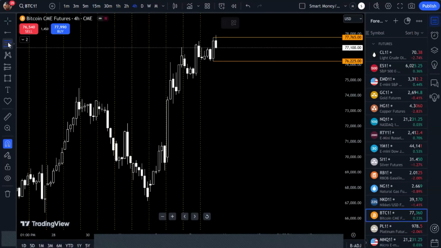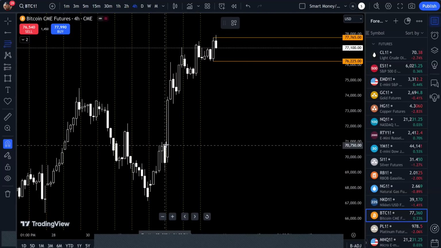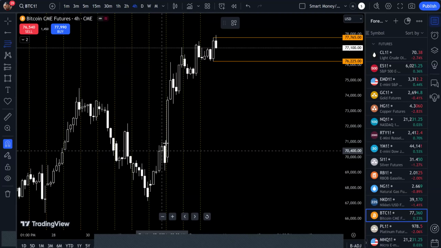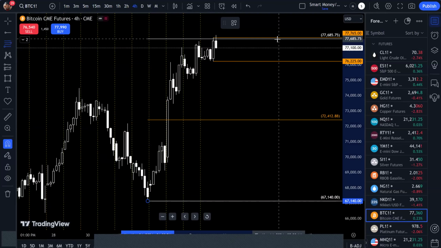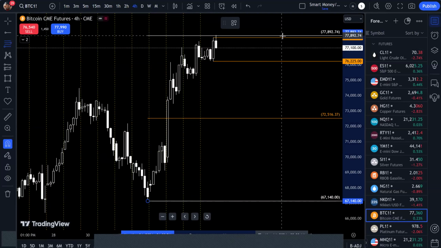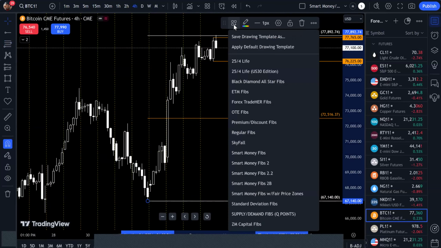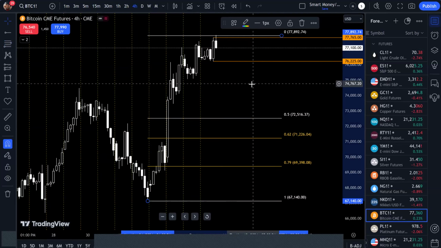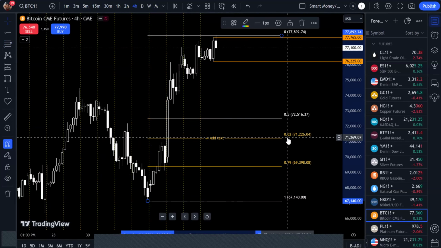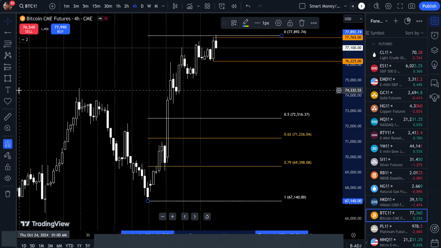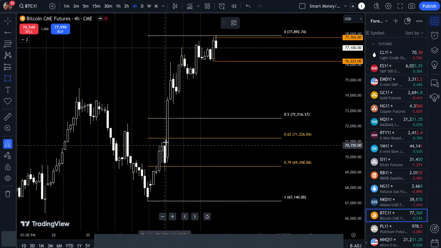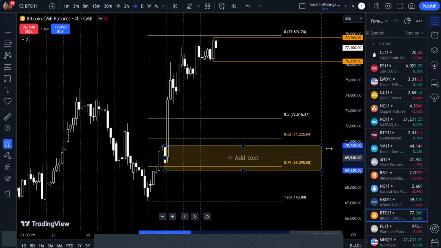Let me show you something. This is how I see about where price is going to come down to. I would say maybe about this order block right here. Watch this. I use what's called optimal trade entry. Well, it's my Black Diamond All-Star fibs. Look at that. In between the 0.62 and 0.79, look where that order block is, right up in there. So I'm looking for Bitcoin to come down somewhere up in there.